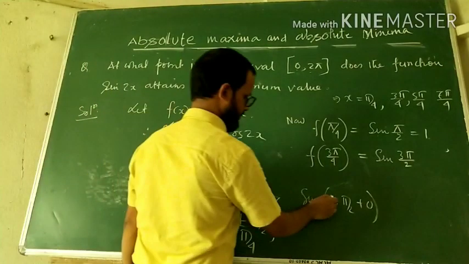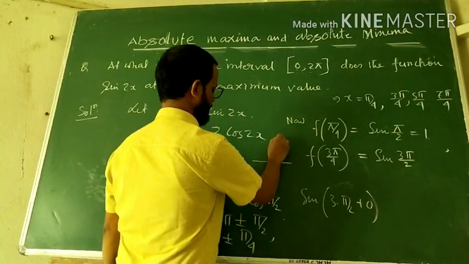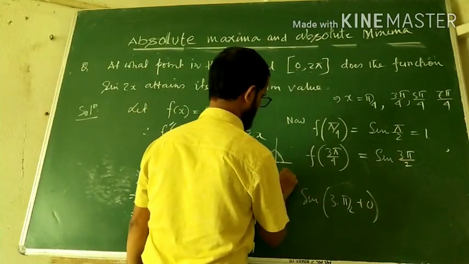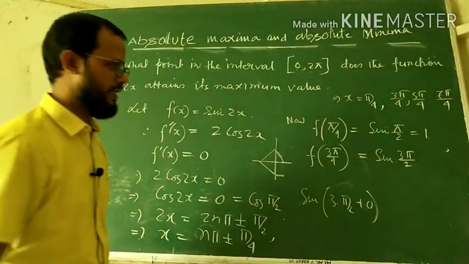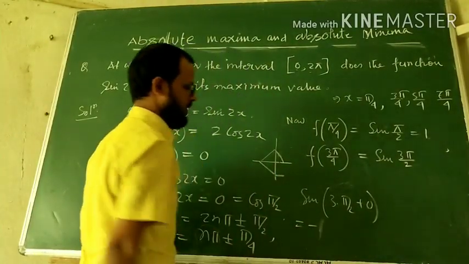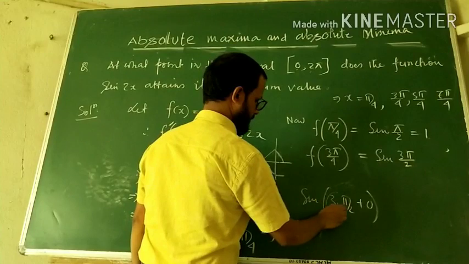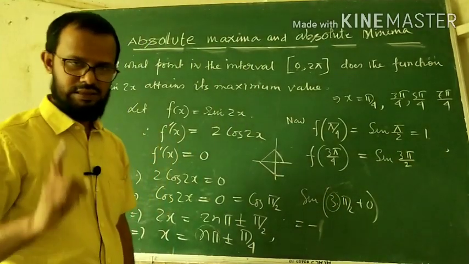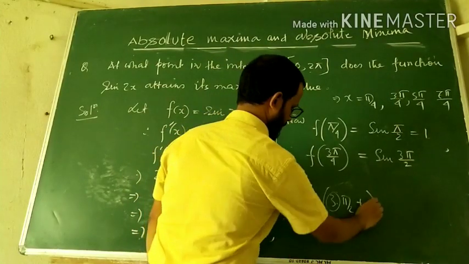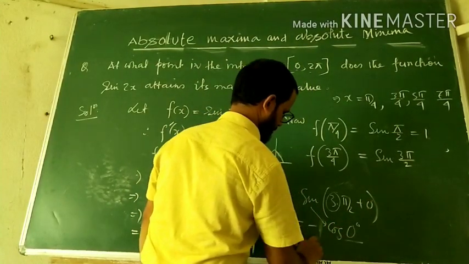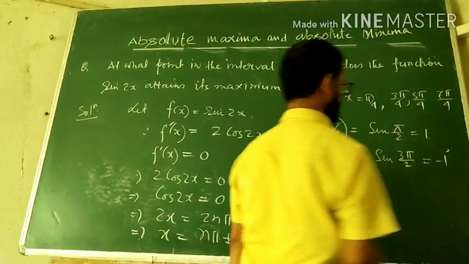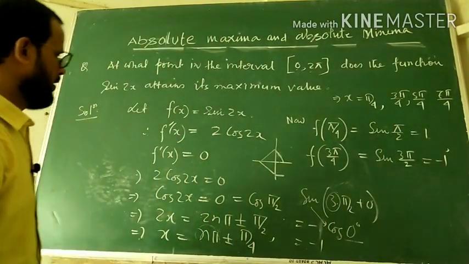For 3 pi by 2, you see the quadrant rule. 1 quadrant, 2 quadrant, 3 quadrant. 3 pi by 2 plus 0 means 4th quadrant. In the 4th quadrant, sign is what? Negative. And since 3 is an odd number, sin changes to cos, and this is 0 degree. Cos 0 is 1. So ultimately my answer is minus 1.